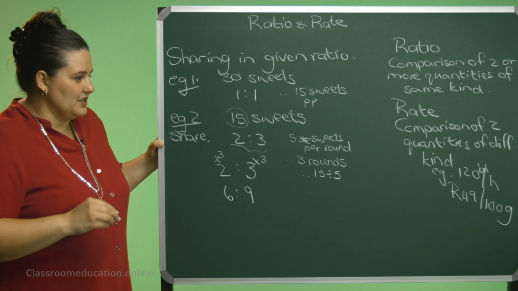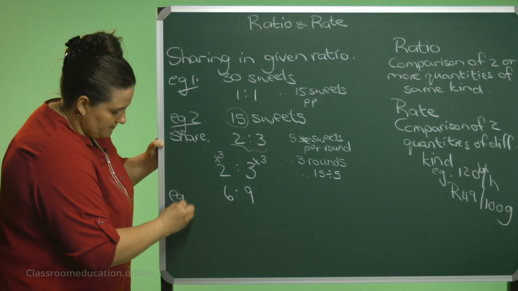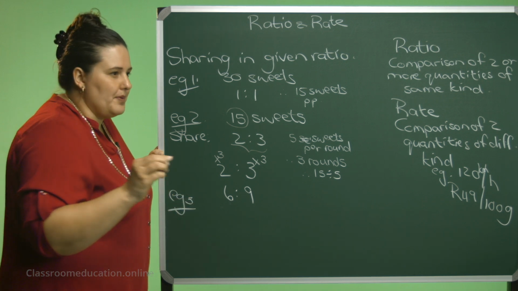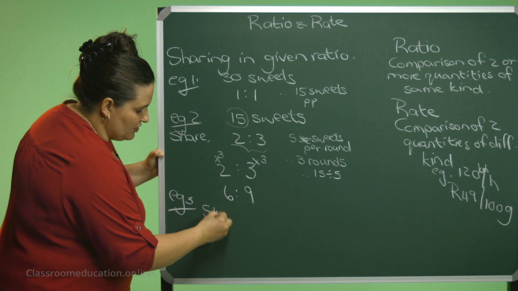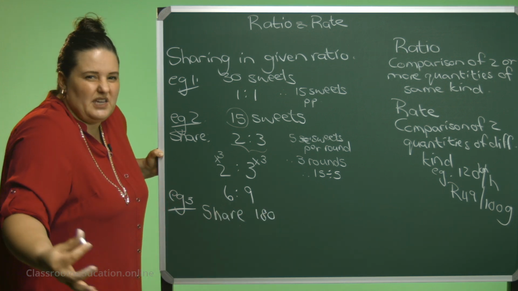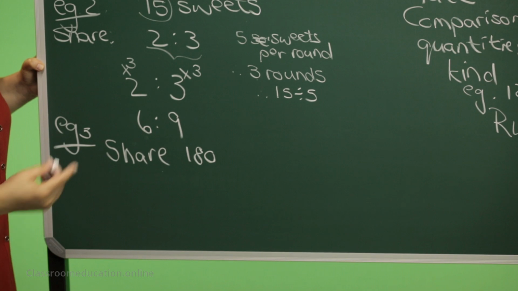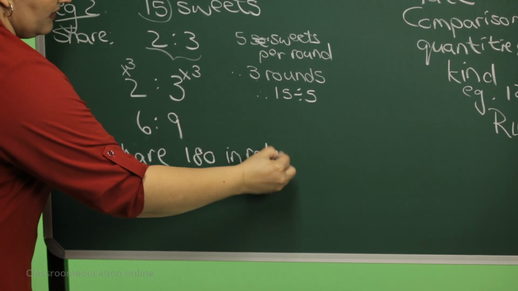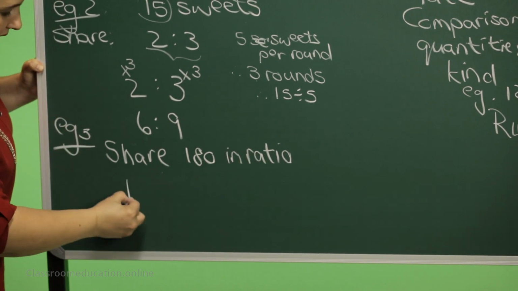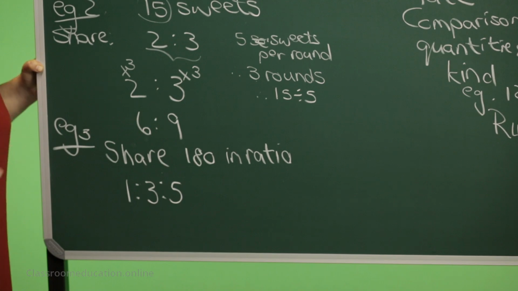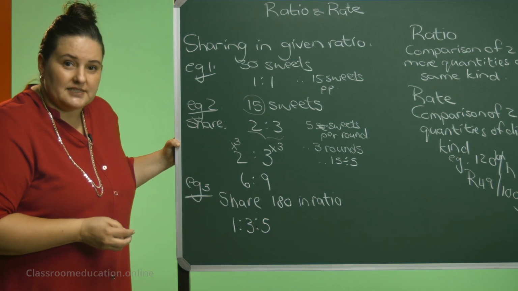Let's do another example. We will have now 3 people. And we are going to share 180. You can think of sweets or rand, it doesn't matter. 180 in the ratio 1 to 3 to 5. How are we going to share that?